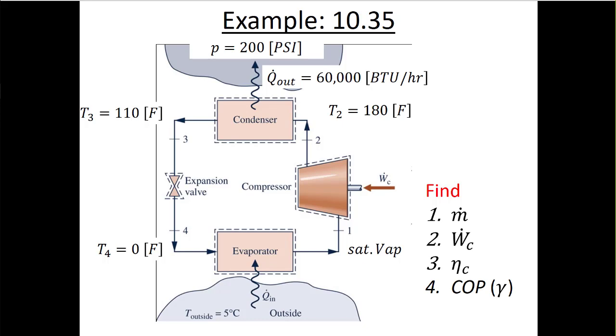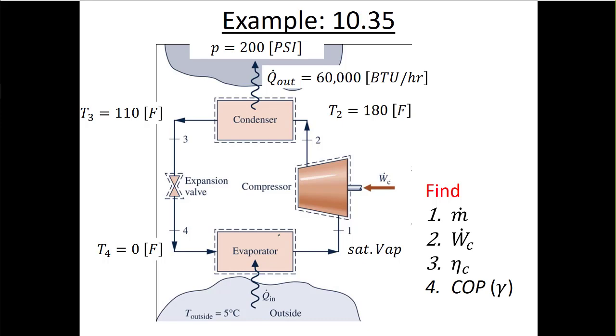Okay, so this is our question, right? This is from, I guess, 10.35 in at least some version of the textbook, right? So here we have this heat pump system, right? We're given some information, right? Here we're told that it's saturated vapor as it goes into the compressor, right? So we ran the evaporator to get to saturated vapor.